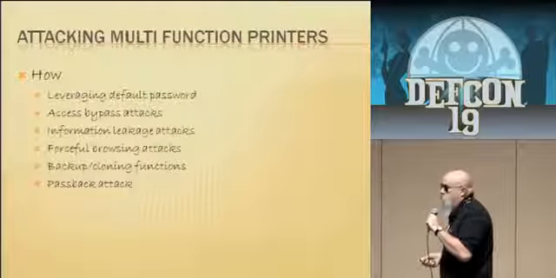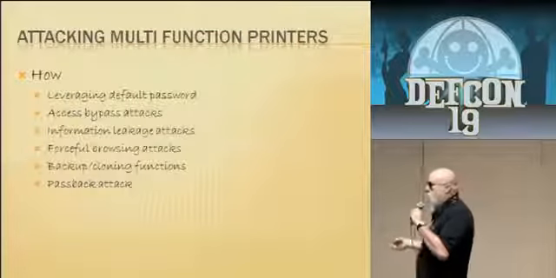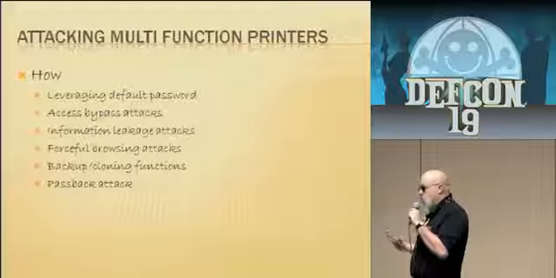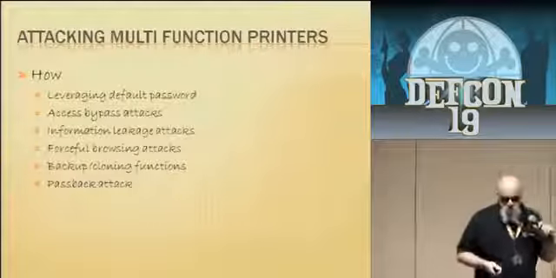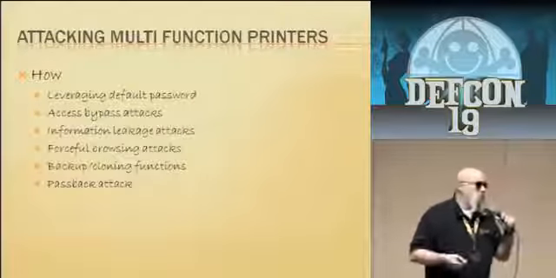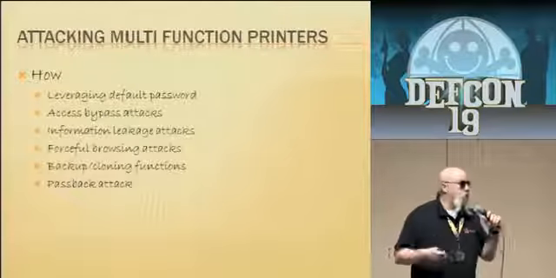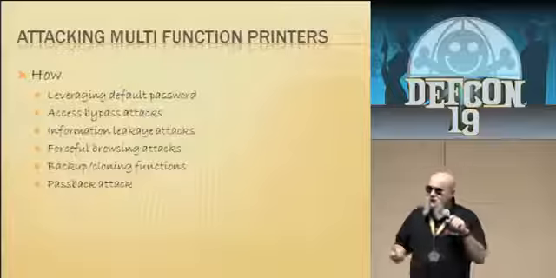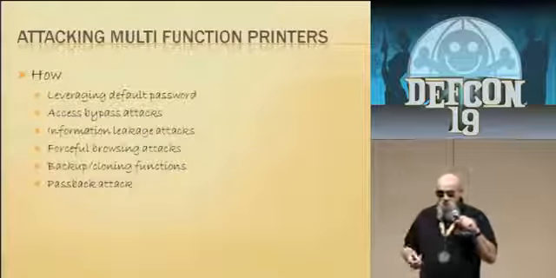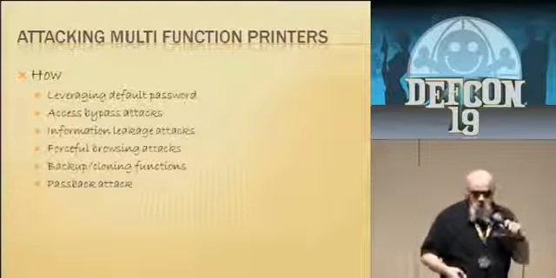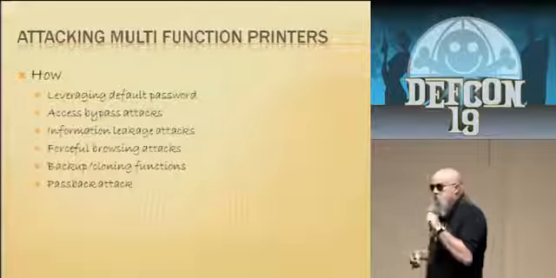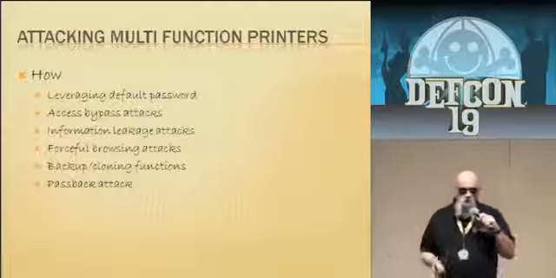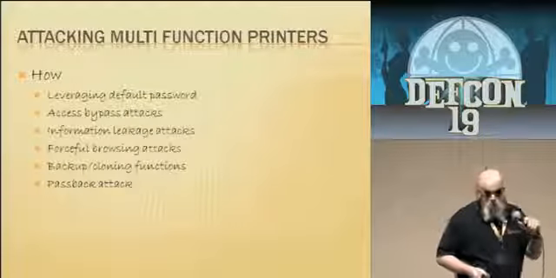Fourth one on there, forceful browsing. If you know the URL you want to get access to, forget about the password you need to get to it with. You just enter that URL and the printer gives you access. And of course, backup and cloning functions, the ability to pull all those backups or clones offline and pull the information out of those. And the last one on here is a passback attack, typically to be able to trick that printer into sending the information to you. We're going to go into some detail on that toward the end of this presentation.